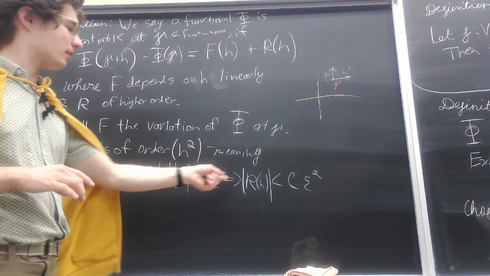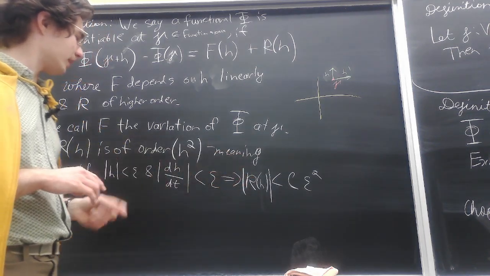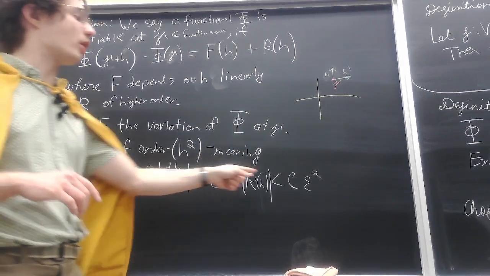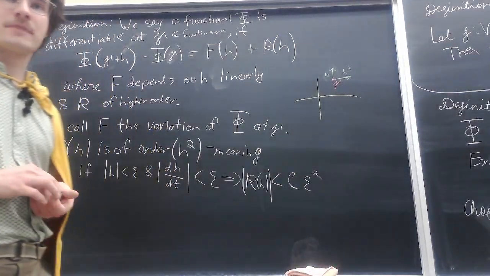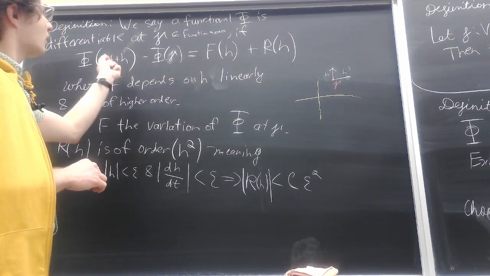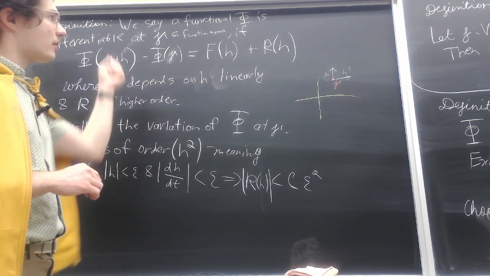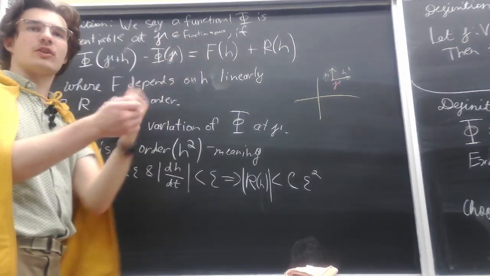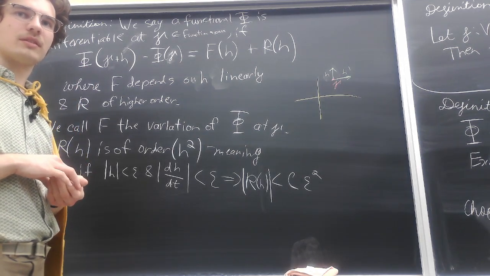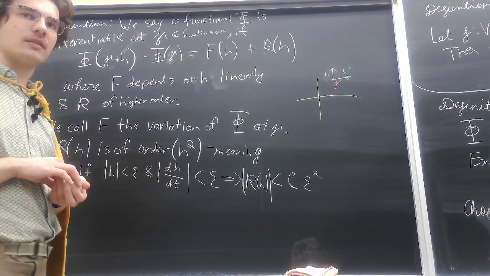Sure, it goes quadratically with h, right? Because h is less than epsilon, meaning that R of h has to be less than some constant times epsilon squared. Okay. But do people see this idea that we can look at the variation of a functional, which is like a best linear approximation of said functional? Does that make sense? No?